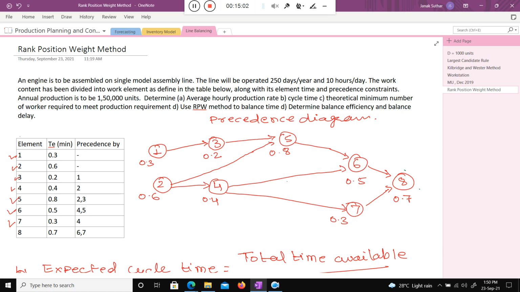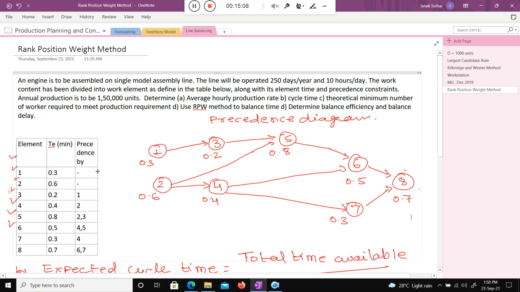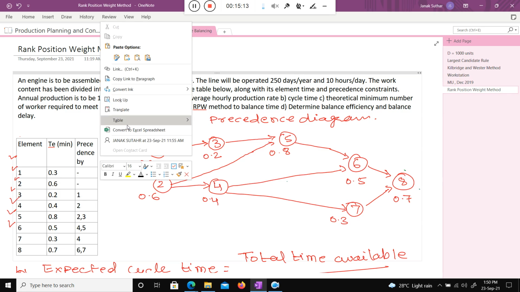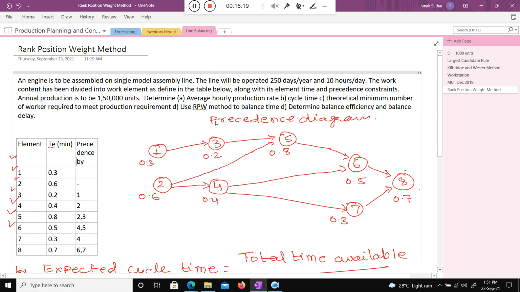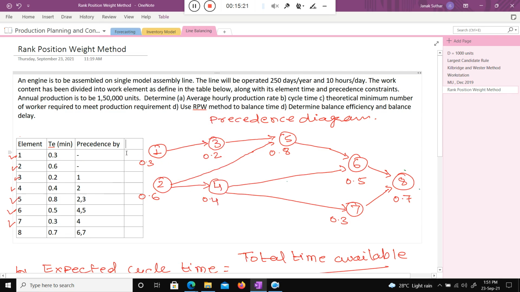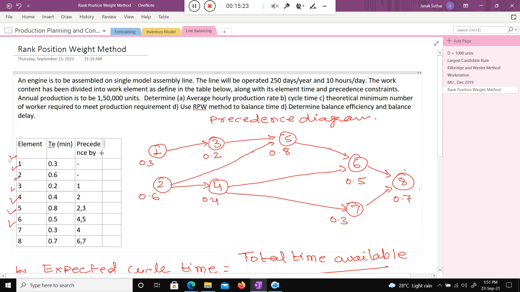Actually, the rank position weight method is used to calculate the rank for each work element. Okay, just wait, I add one row, just wait. Two minutes, class. Okay, so now 7, 8 everything is completed here. 7, 8 all are allocated here.